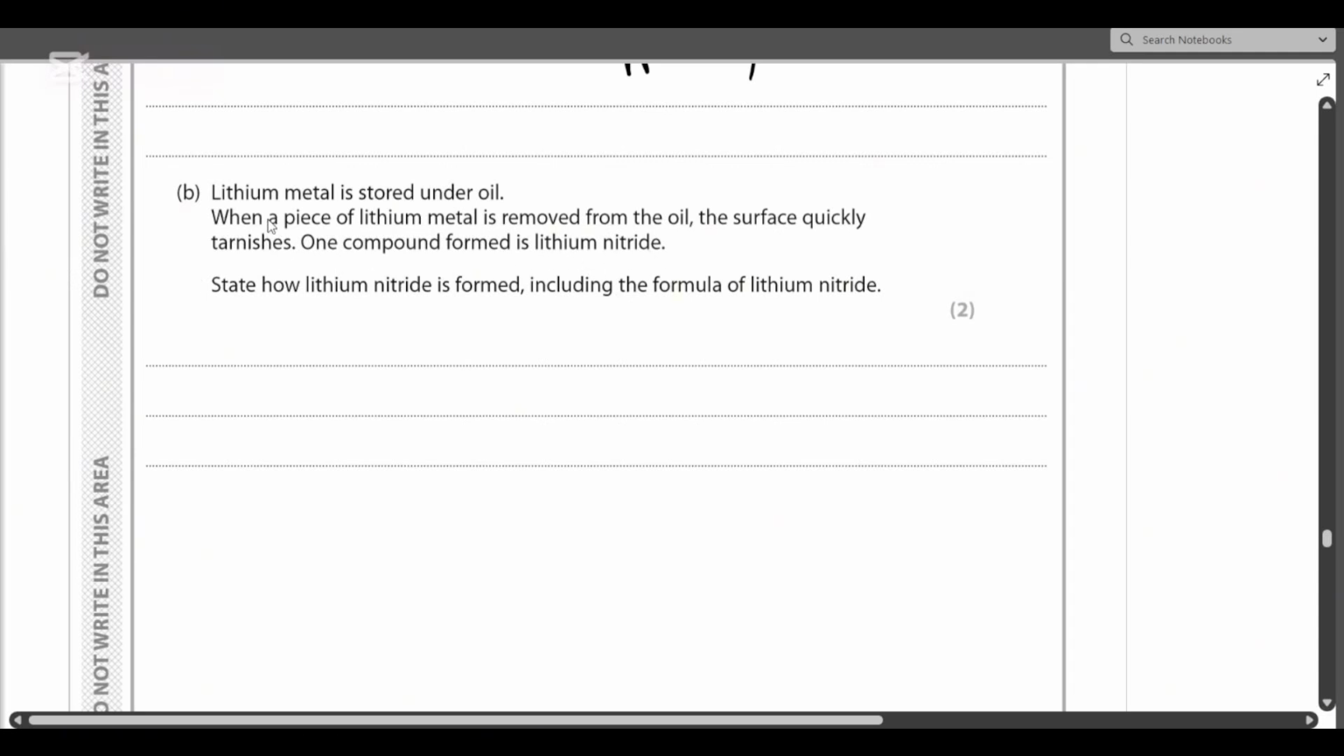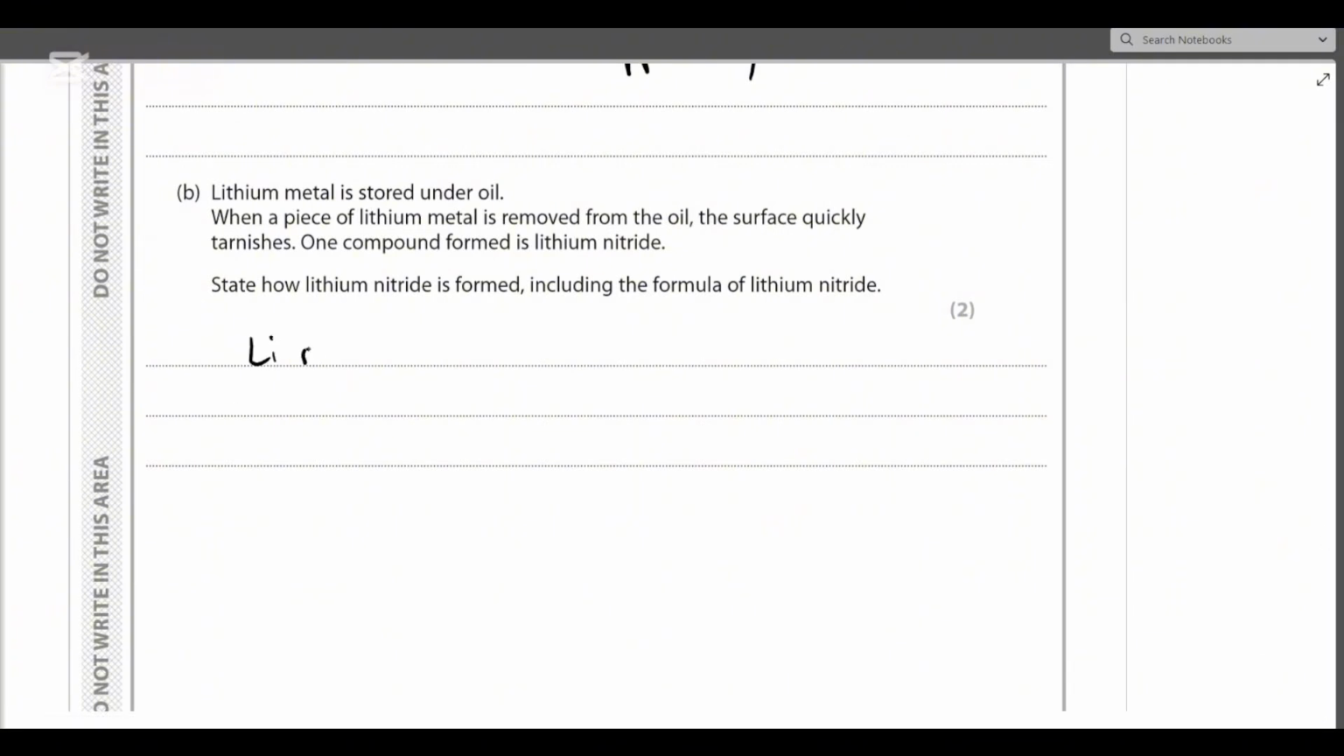Now this is pretty simple. What happens is that lithium reacts with nitrogen. Now where can we get nitrogen? We can only get nitrogen from the air because it's really abundant in amount. So from the air, to produce, obviously, Li3N, lithium nitride.